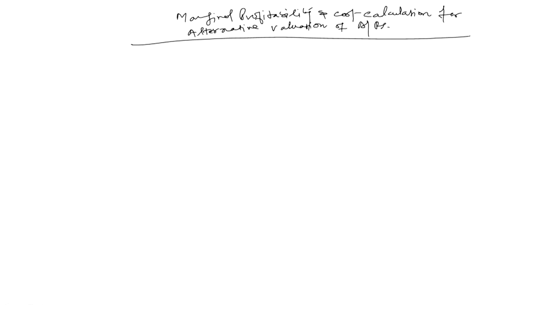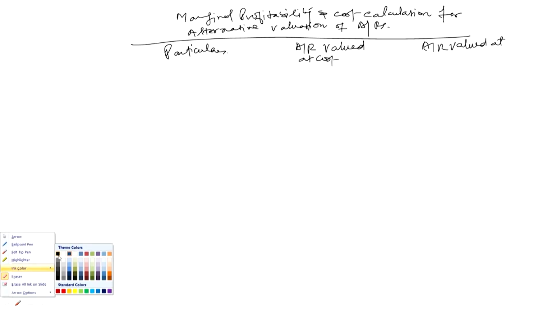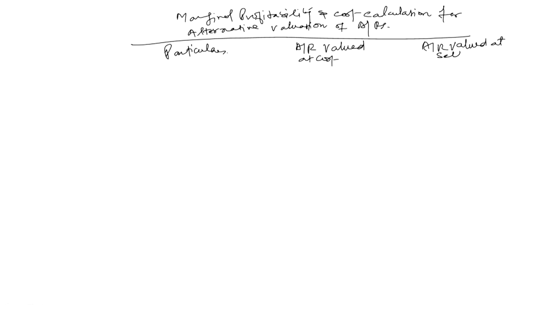So first we will have to write here particulars, then receivables valued at cost, and receivables valued at selling price. These are the three columns.